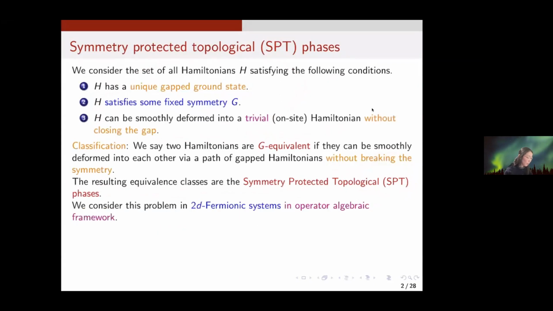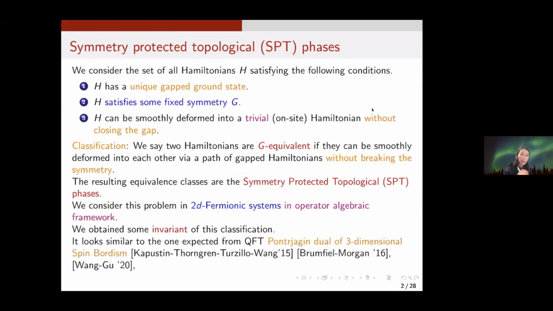So in this talk, I'd like to consider this problem in two-dimensional fermionic systems in the operator algebraic setting. That is what I would like to talk about. And the main result is, in a word, that we obtained some invariant of this classification for this system. The invariant, which I'm going to describe later, looks pretty much similar to the one expected from quantum field theory. That is, according to them, a Pontryagin dual of the three-dimensional spin bordism group. However, it is not exactly the same. What we got is some doubled version of this Pontryagin dual of the group of spin bordisms.